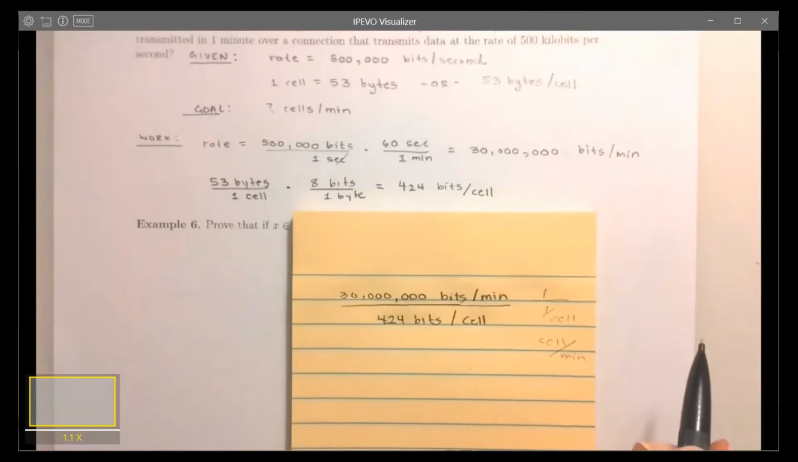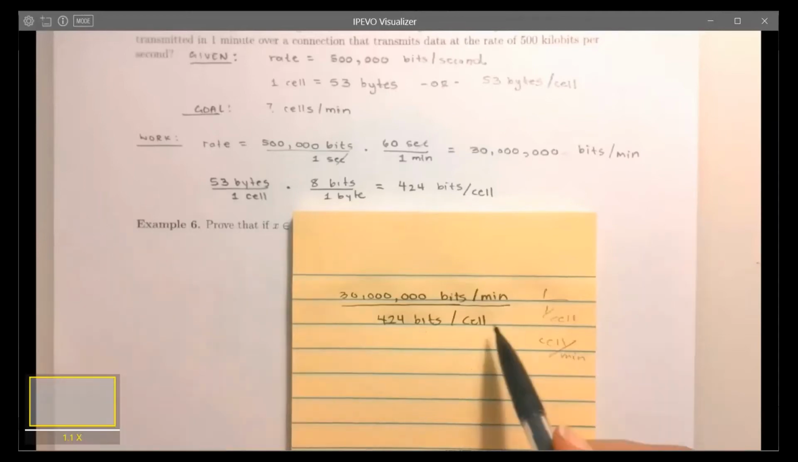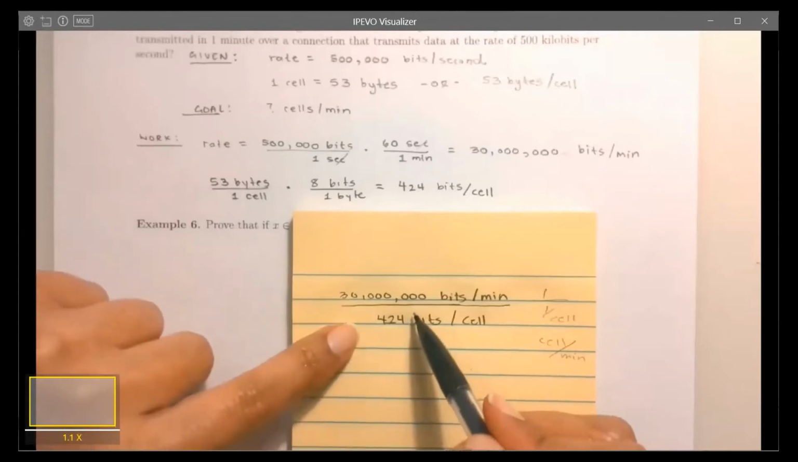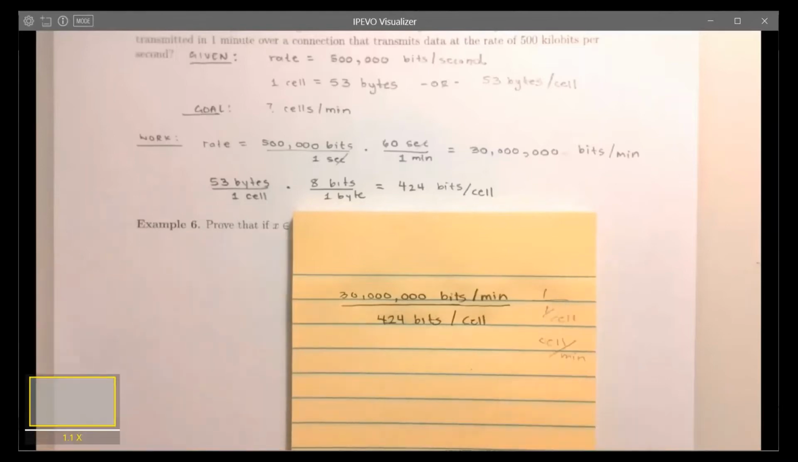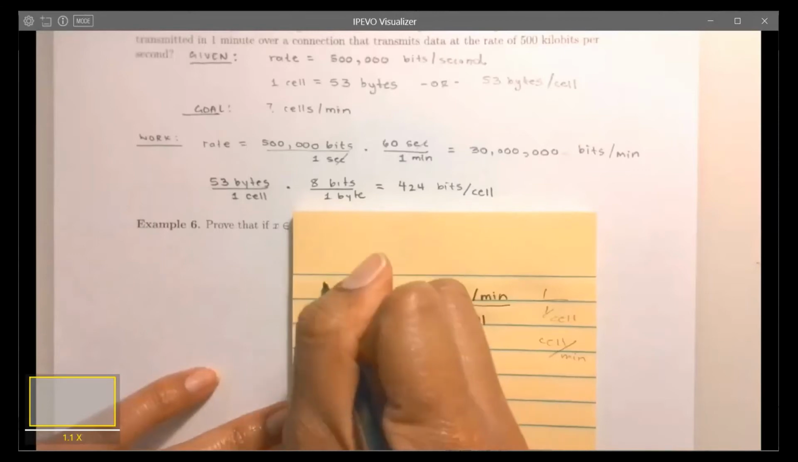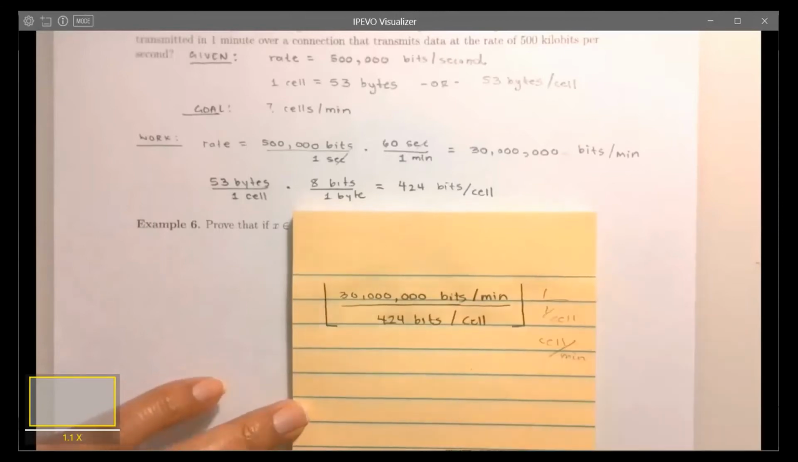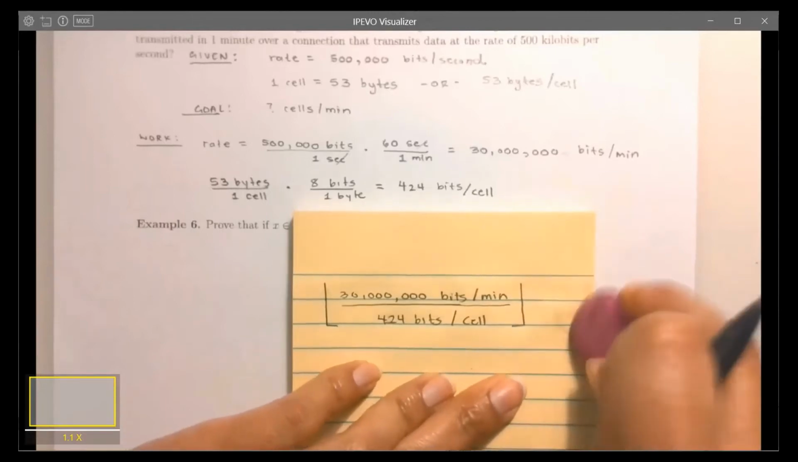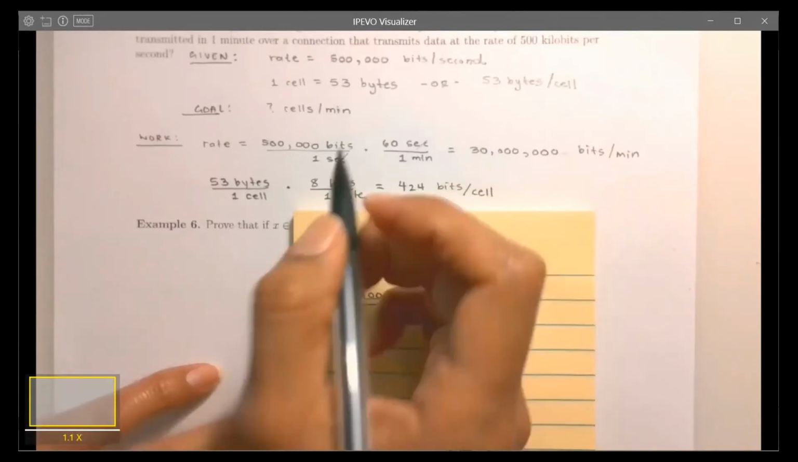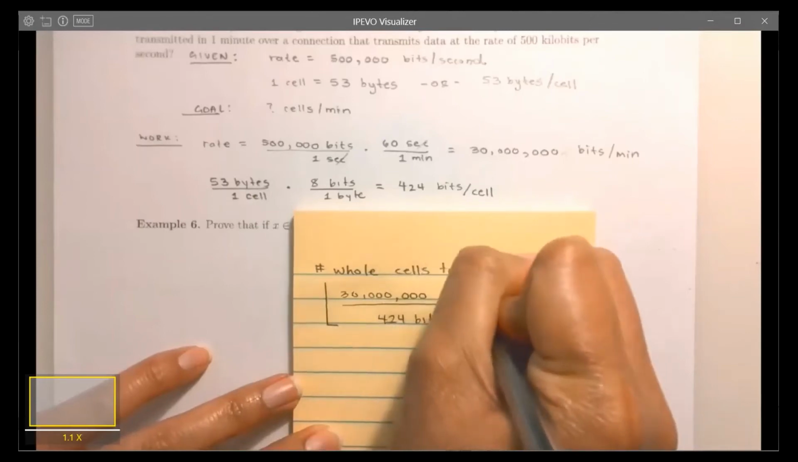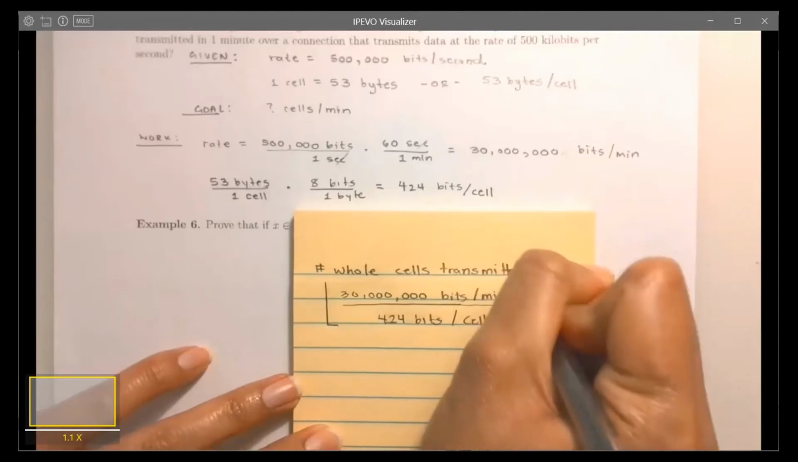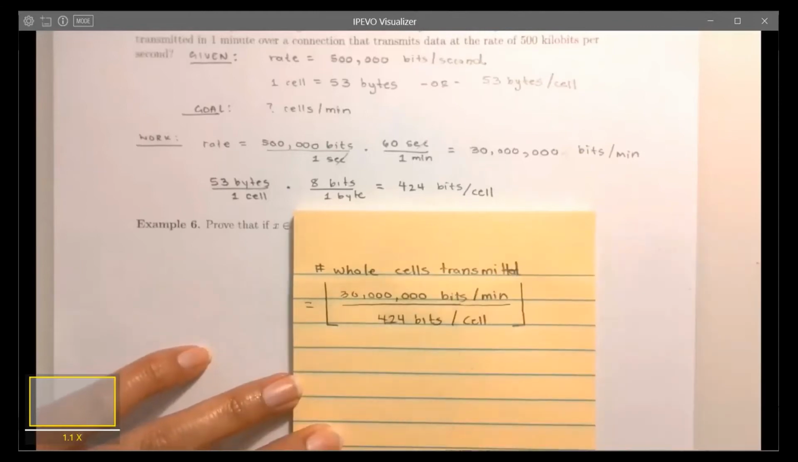Now what we have to be careful about here is that this is going to give me the cells per minute, but it's likely going to give us a decimal. This doesn't look like it's going to divide nicely. So in order to be careful, I want to find out how many whole cells are going to be transferred over ATM. So I'm going to take the floor so that I can find out how many whole cells, not any fraction of a cell, are going to be transmitted in 1 minute. So I'll write here the number of whole cells transmitted is going to be the floor of this computation.